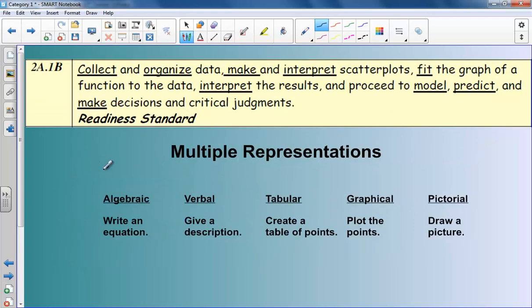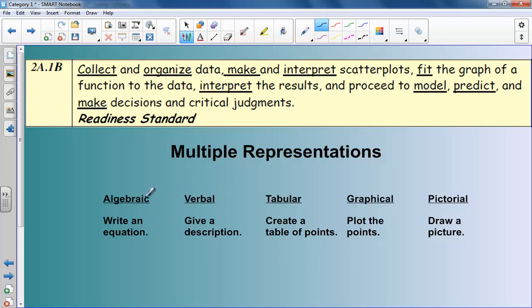The other readiness standards, there's two others. One is to be able to collect and organize data, make and interpret scatter plots, fit the graph of the function to the data, interpret the results, model, predict, and make decisions. So there's not a lot I can say here. I've tried to include in the review sheets a couple things where you were doing some scatter plots and then making predictions based on things, but basically you all know this stuff.